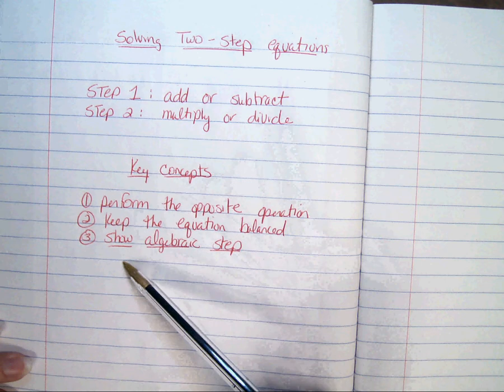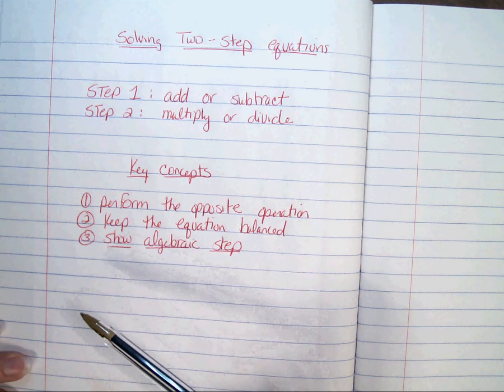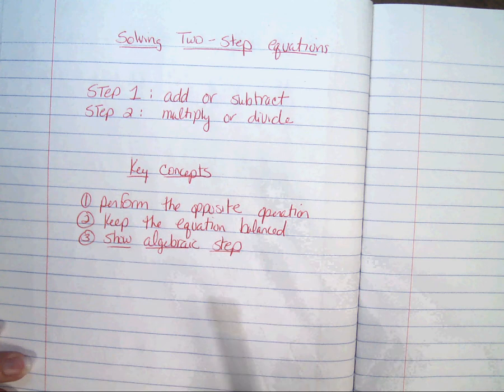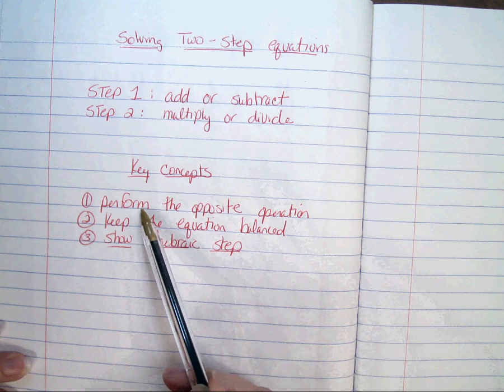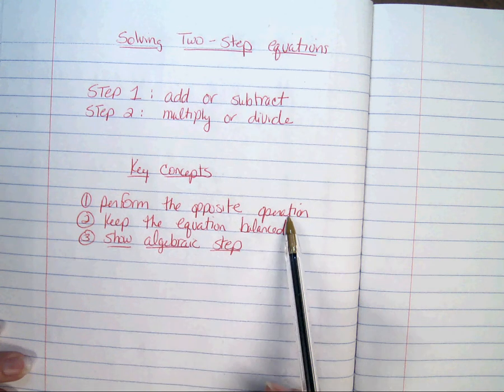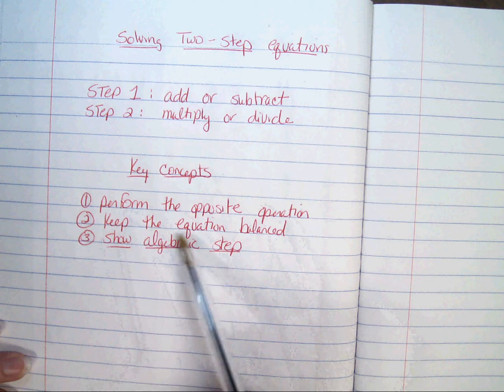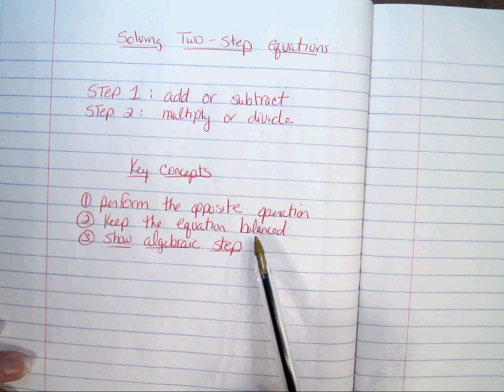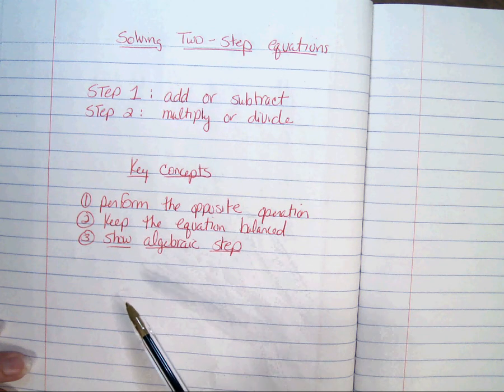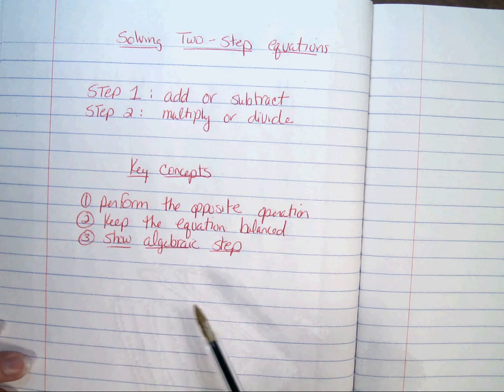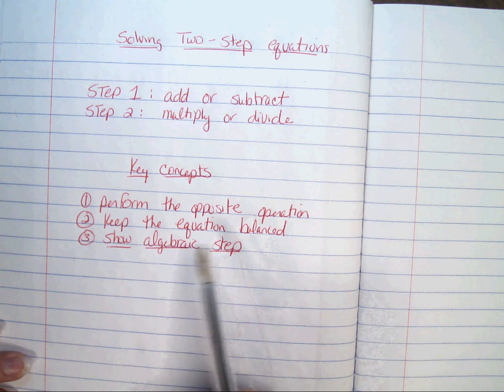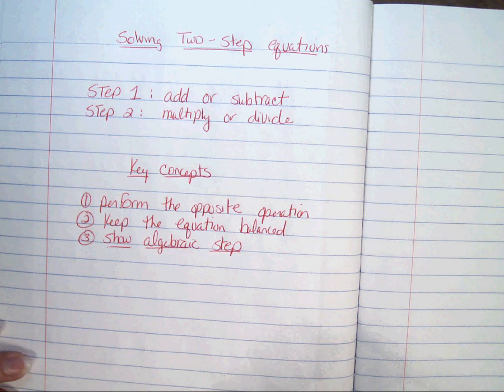Now, we've talked about these key concepts when we were solving one-step equations. Same key concepts still apply. Remember that you're working backwards by performing the opposite operation. Remember that you have to keep the equation balanced. So what you do to one side of the equal sign, you have to do to the other side of the equal sign. And we're going to show our algebraic step each time. So pause it if you need to and get those steps and those notes written down.